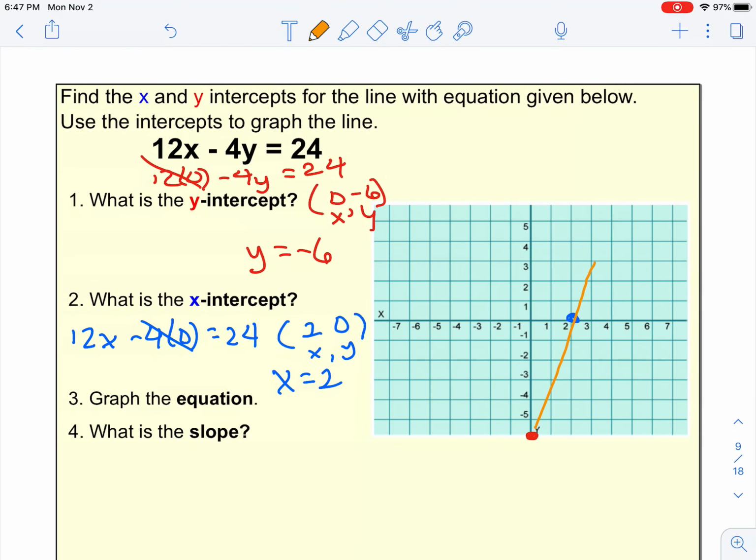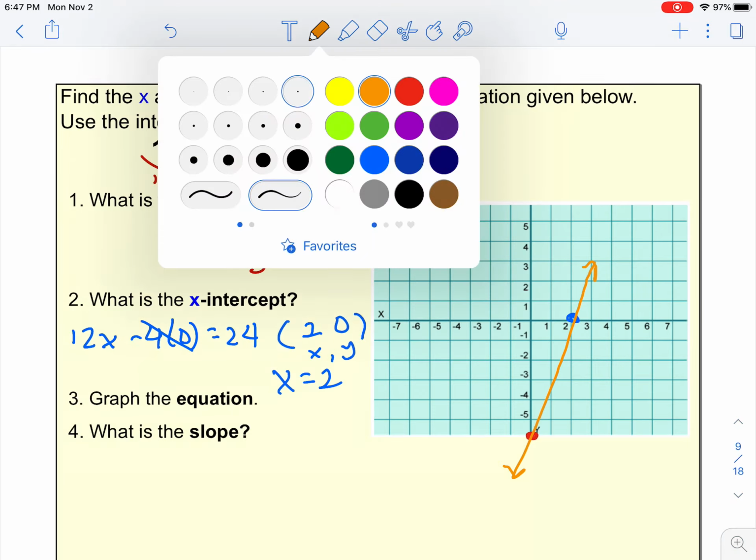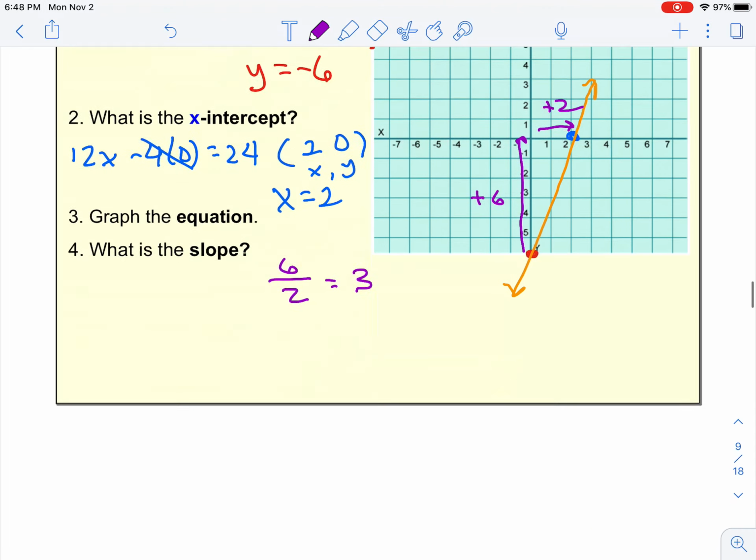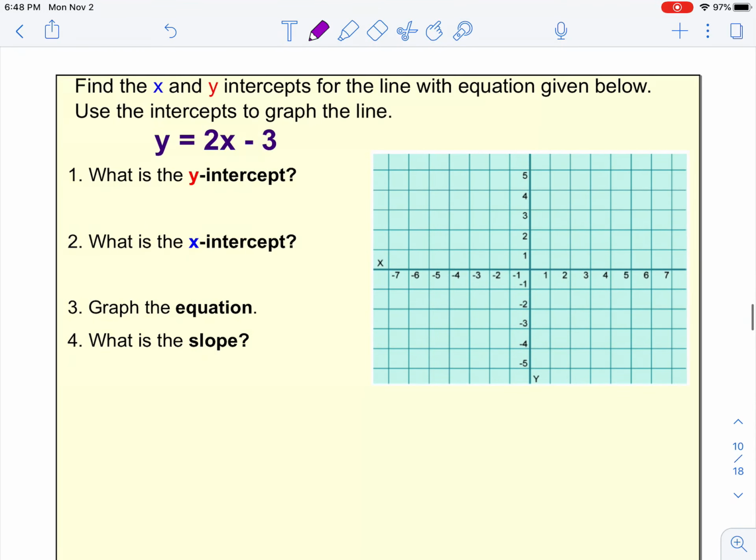I can connect those points, and here is my line. To find my slope, pick one of the points to start at and see how far you rise. Well, you're going up 6 units, and you're going to the right 2, so you have 6 over 2, your slope is 3.